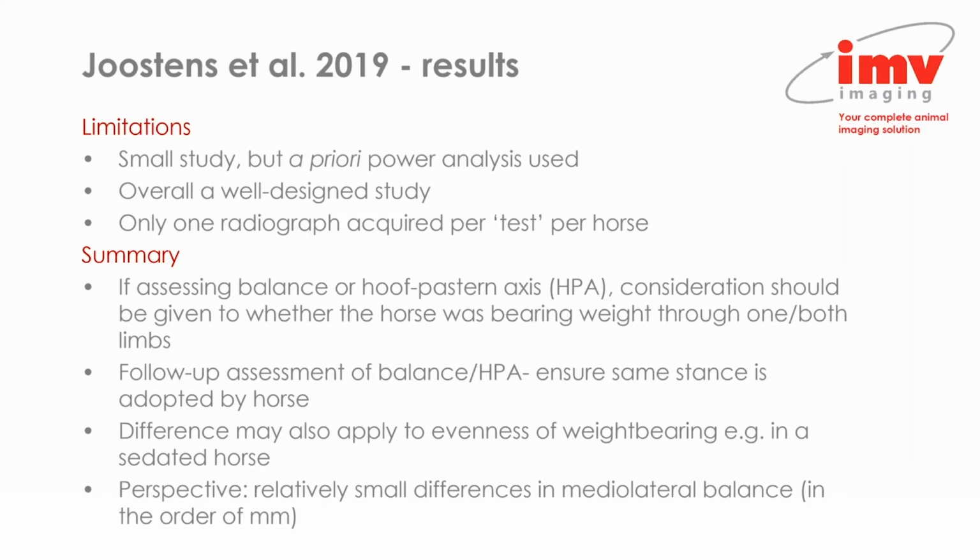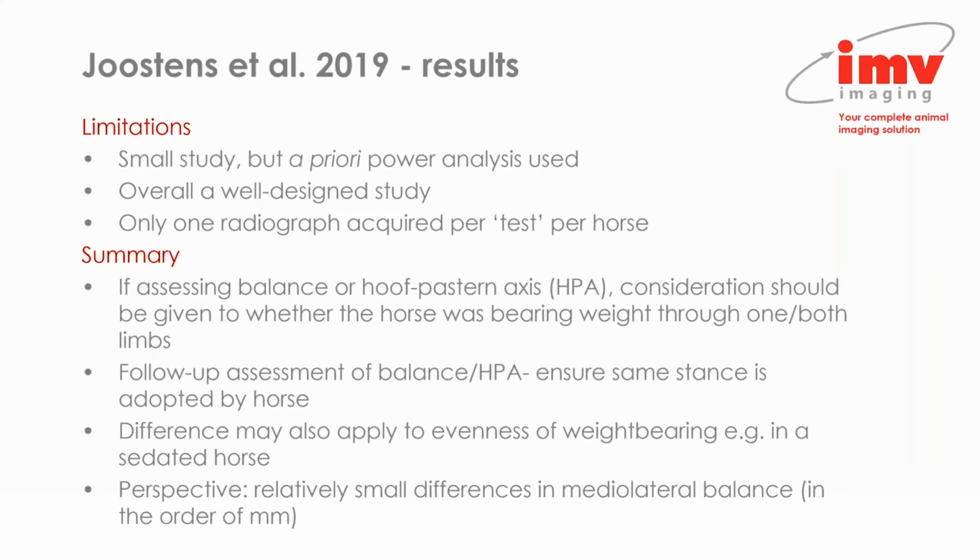So it would have been nice to have had multiple radiographs of the same horse, but I understand why perhaps that was not possible. So summarizing this, if assessing balance of the distal interphalangeal joint or the hoof pastern axis, we should definitely consider how the horse was weight bearing during acquisition of the radiograph, specifically whether it was weight bearing through one limb or both forelimbs. This is also relevant for follow-up assessments of balance and hoof pastern axis.